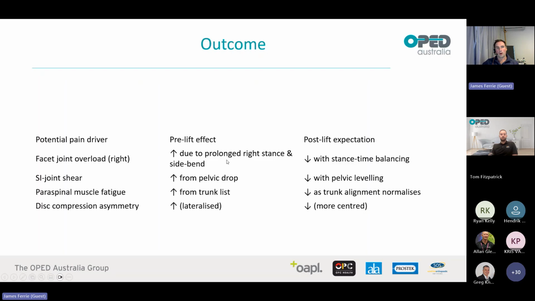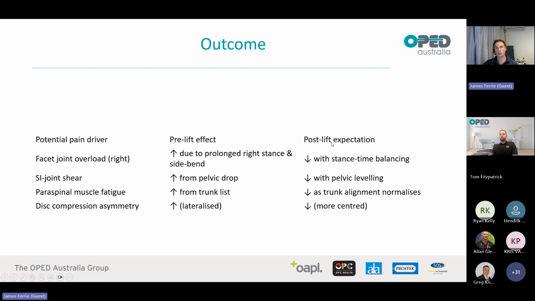Pre that, we've got an increase due to that prolonged stance time. So you've got increased load through the right side. We've got an increase in that pelvic drop. You've got an increase in the trunk list to compensate for that. And you're obviously going to start seeing some change in terms of compression through discs and facet joints in the lower back and through the sacroiliac joint.